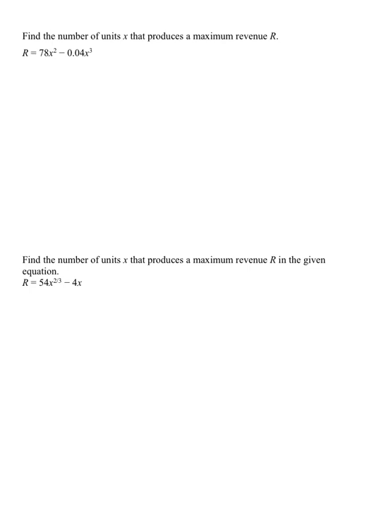Find the number of units x that produces a maximum revenue. The revenue function is given as 78x squared minus 0.04x cubed. When we maximize revenue, we're going to want to take the derivative, which is the rate of change in revenue.